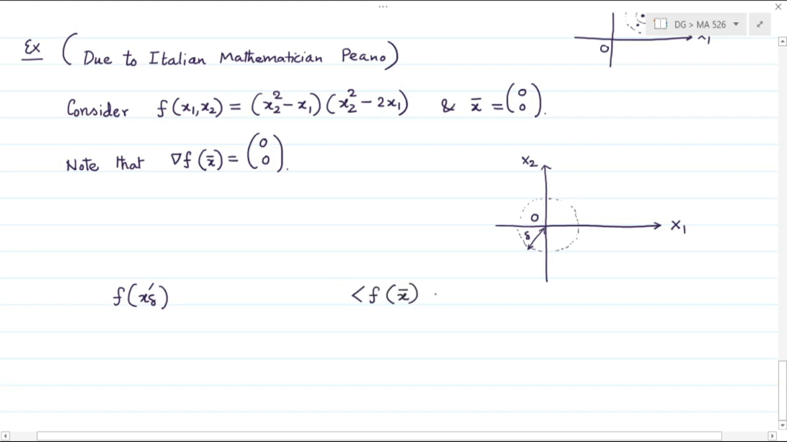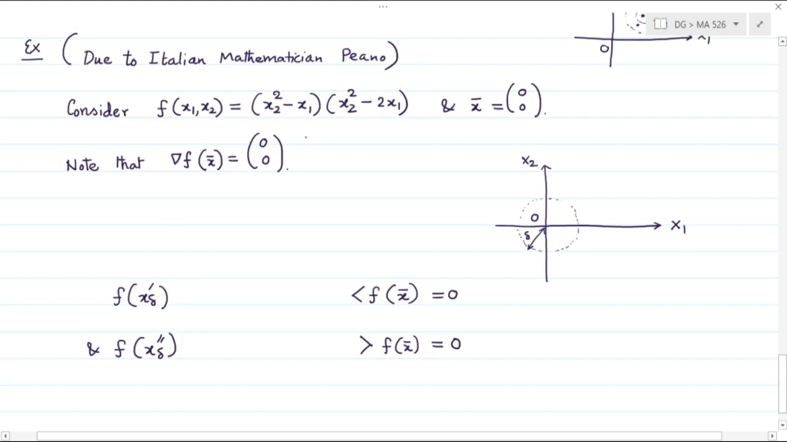And what is f of x bar? x bar is nothing but 0, and therefore you find a point x delta dash in this delta neighborhood for which f of x delta dash is negative, and as well you try to find another point x delta double dash for which the function value is positive, or bigger than f of x bar. Now here, the function is given by these two factors. Can you now find a region in which the function value is negative, and in the complement of that region the function value is positive?